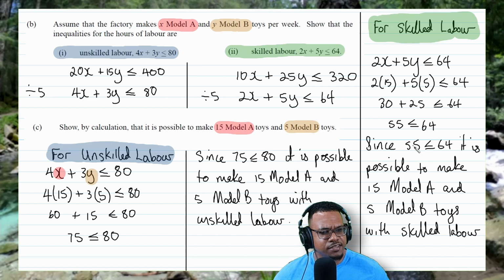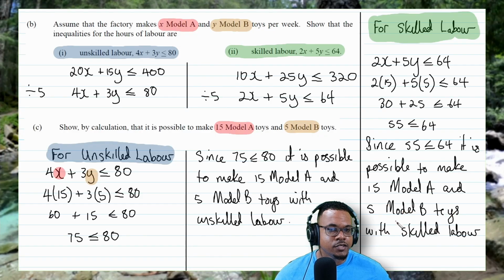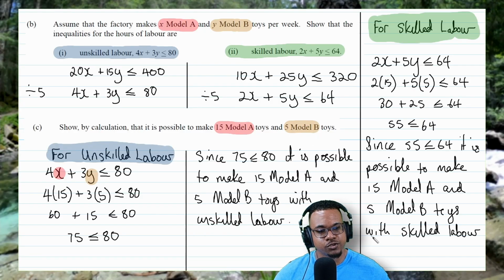Since 55 is less than or equal to 64, it is possible to make 15 Model A and 5 Model B toys with skilled labor. So therefore, it's possible to make the 15 Model A and 5 Model B toys with unskilled labor and also with skilled labor. And we proved that here and here.